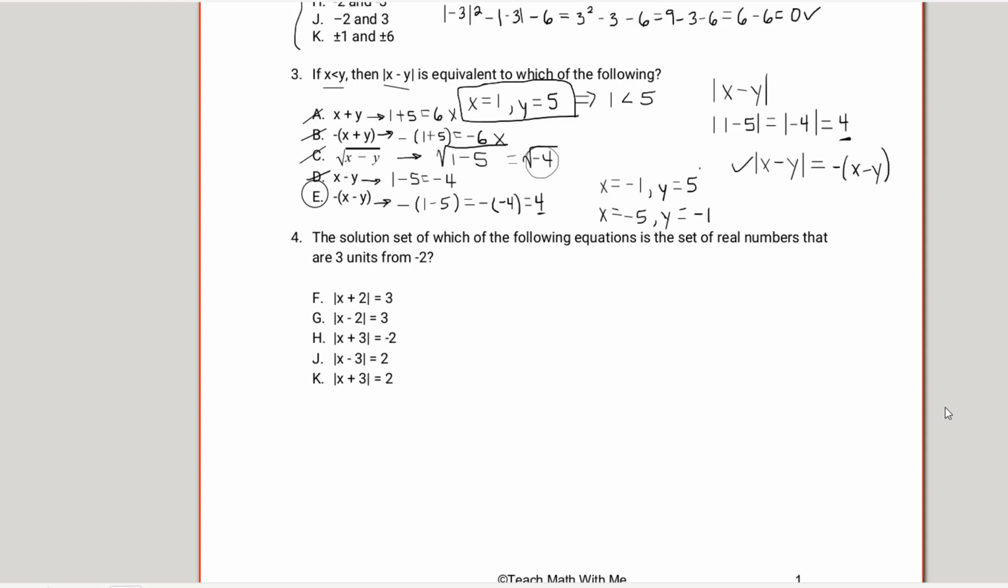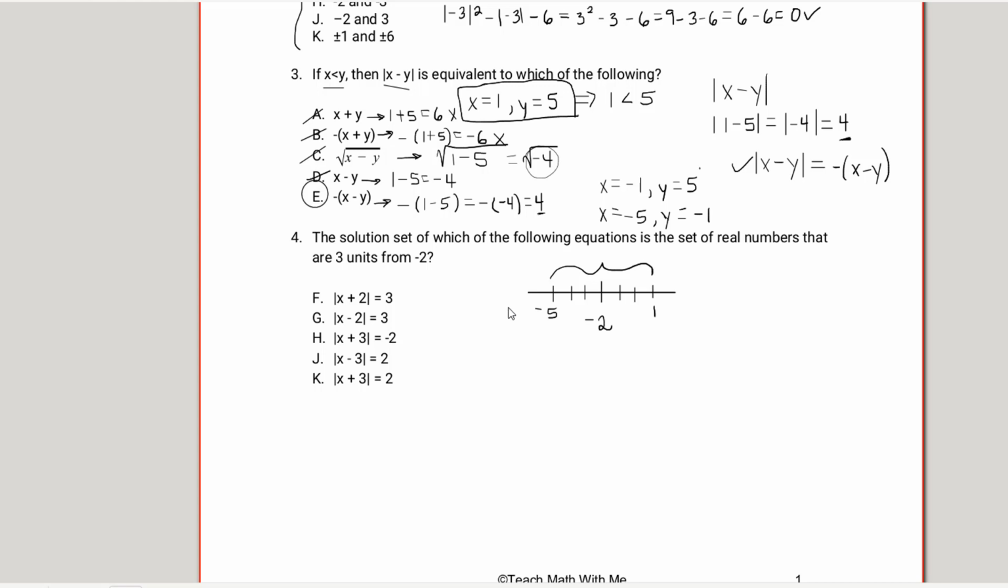The solution set of which of the following equations is the set of real numbers that are 3 units from -2? So let's just look on a number line to make sure we understand what we're talking about. We have a number line with -2 on it. 3 units to the right of -2 is going to give us a 1. 3 units to the left of -2 is a -5. So that's what we're looking at. We're looking at an expression with absolute value that will show this right here.